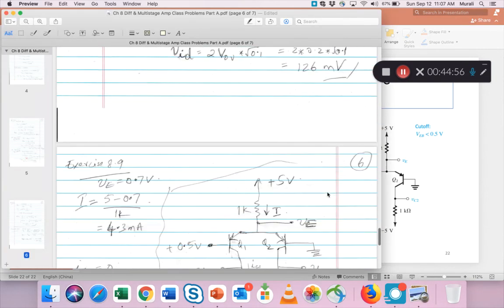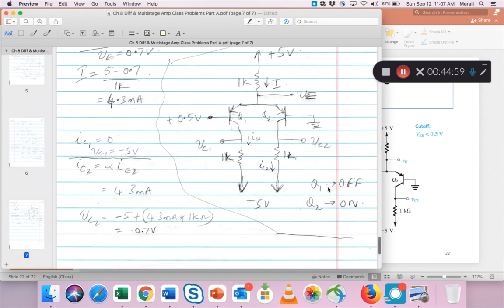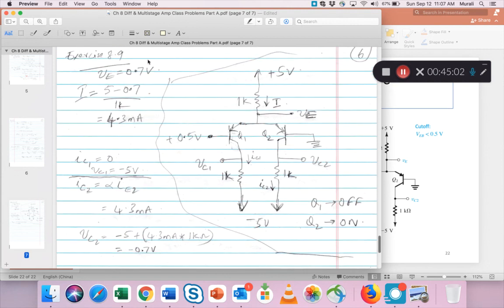So what I mean is, here's the solution to exercise 8.9. This is just everything that we see here. But I've written the fact that Q1 will go off because it will be reverse biased. Q2, even though its base is grounded. Now remember, these are PNPs, right? If it is NPN, the logic would be reversed. But with PNP and the base grounded, that particular transistor will come on. Q2 will come on because it meets this condition.